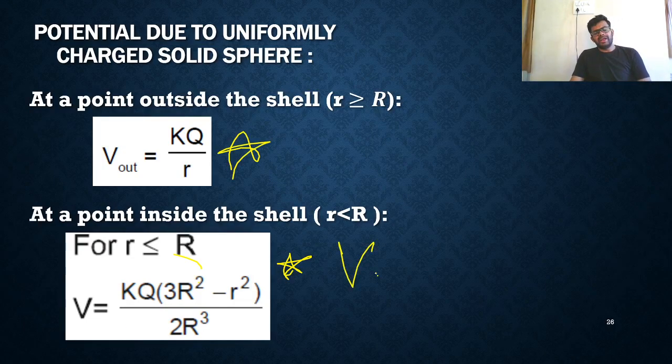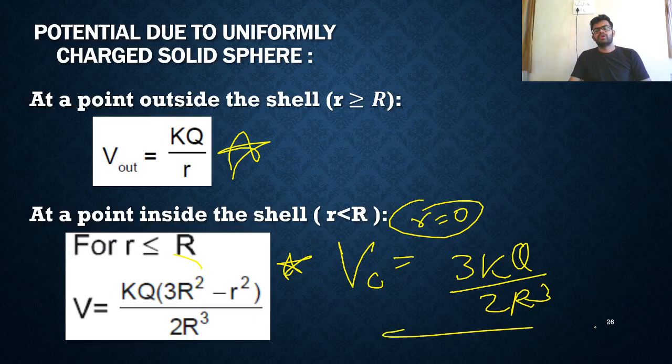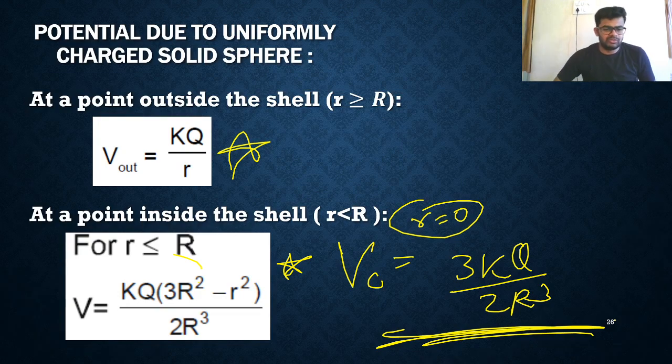What will it be at the center? For the center, you put small r equal to 0. Small r equal to 0 gives 3KQ divided by 2R. Remember this formula, 3KQ divided by 2R. These are just the basic formulas you need to remember. You don't have any other option, right?